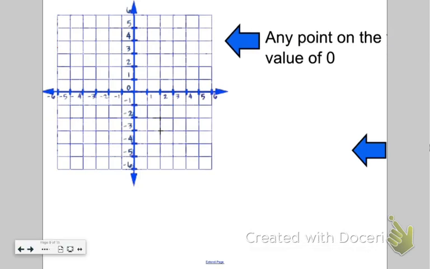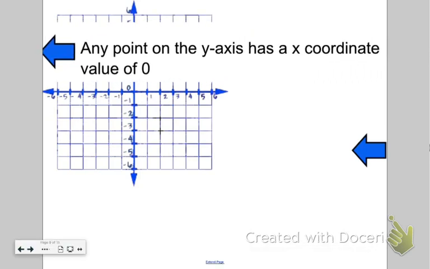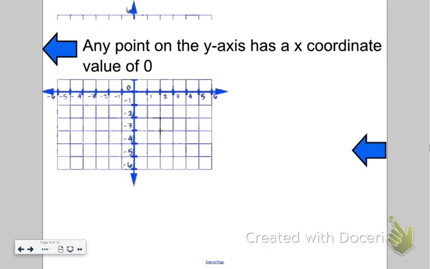Okay, so that being said, this is really important. In your notes, you're going to want to jot down that any point on the y-axis has an x-coordinate value of 0. That's going to be key when we're calculating the y-intercept from a table or from an equation. So press pause. Make sure you get that jotted down in your notes.